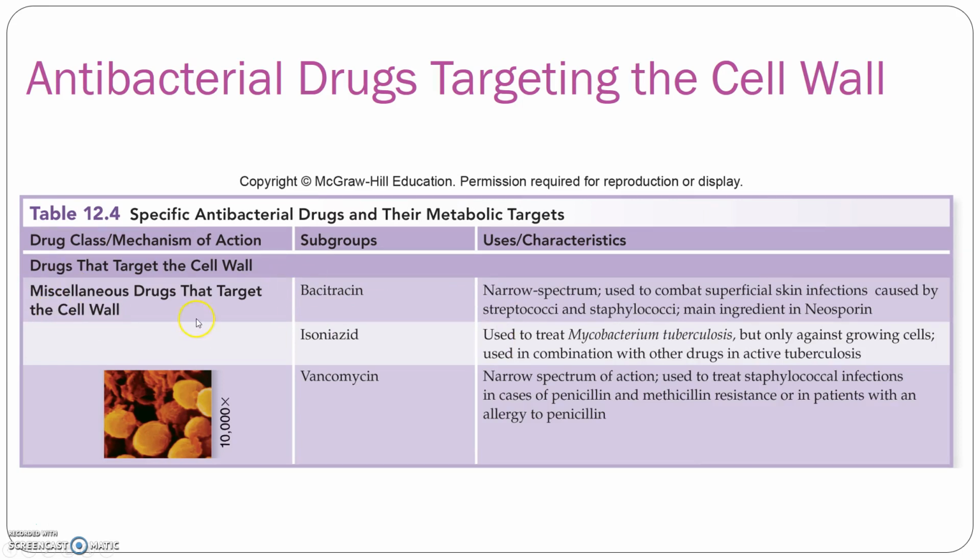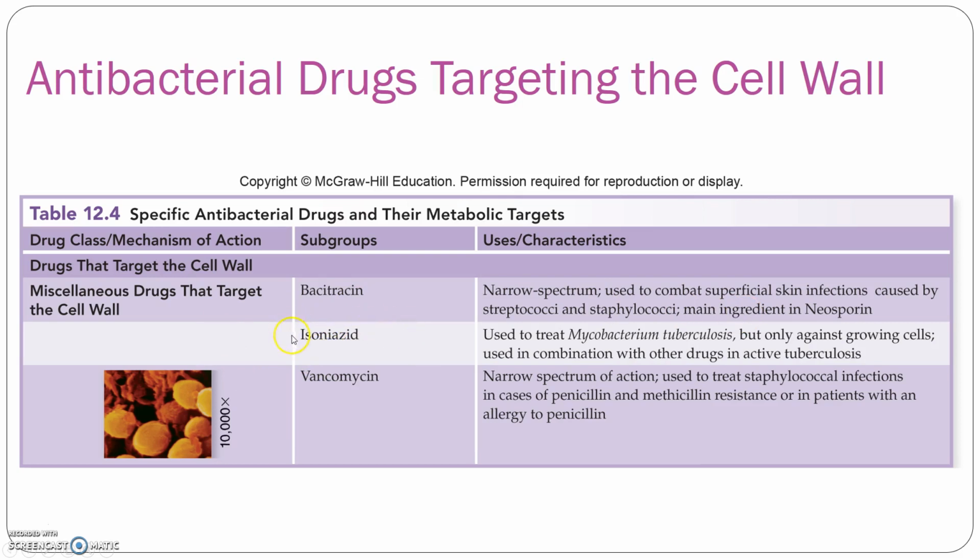And then these are some miscellaneous drugs that target the cell wall. So bacitracin is one that you may have been familiar with. It's the main ingredient in Neosporin. Neosporin actually has a few antibiotics in it, but bacitracin is the main ingredient, and it's very good at combating superficial skin infections.